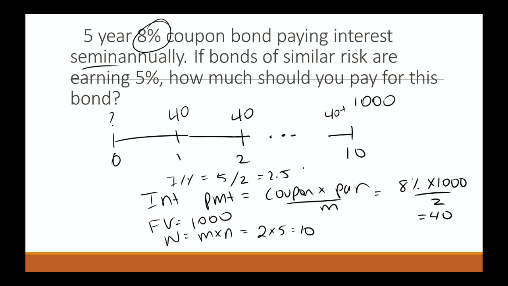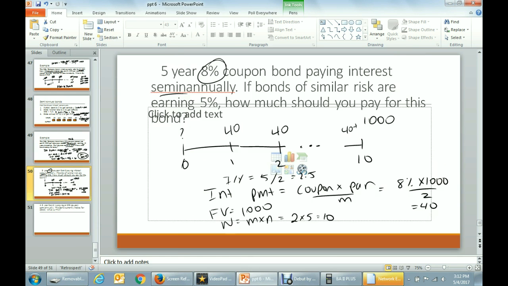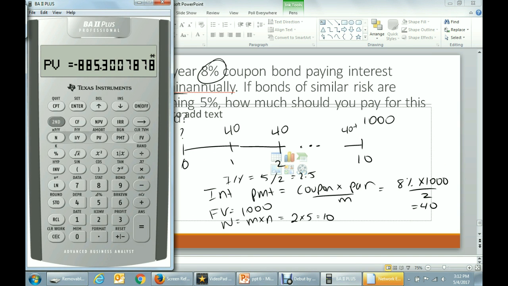So let's calculate our present value. Clear your time value of money. And you get $1,131.28. Just from eyeballing this, we know that that should be accurate, that this bond is trading at a premium because the coupon rate is greater than the current market rate.